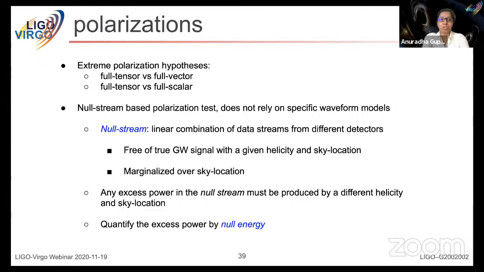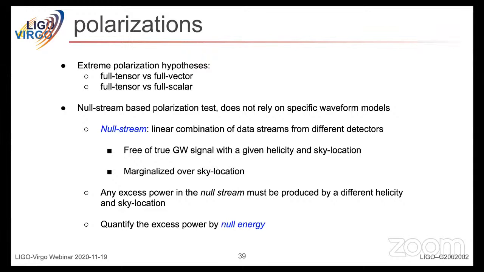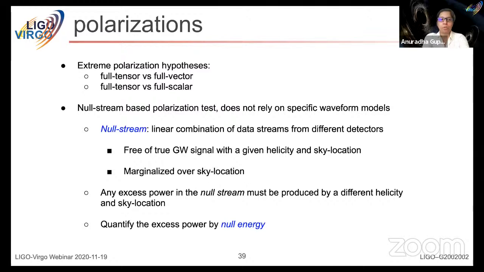The polarization test is based on a null stream, which does not rely on any specific waveform model. A null stream is a linear combination of data streams from different detectors, and it is free from a true gravitational wave signal for a given helicity and sky location. Since we don't know the sky location of the source a priori, we marginalize the result over the sky location. This is also the reason we could test only the 2 hypotheses listed above. If we had known the sky location of the signal, we could have tested more hypotheses with different combinations.